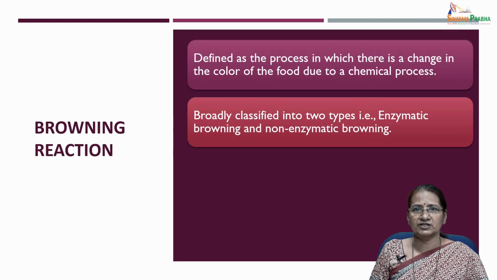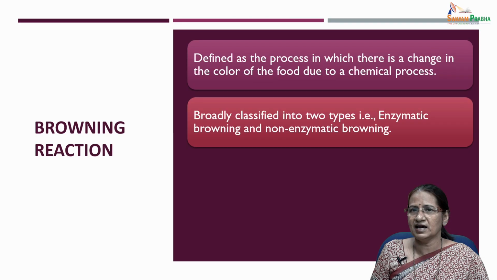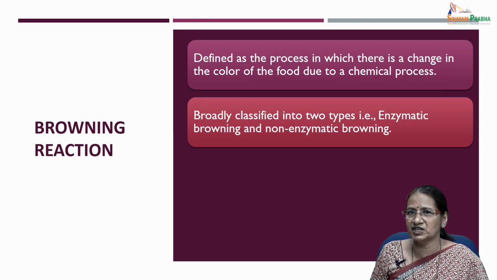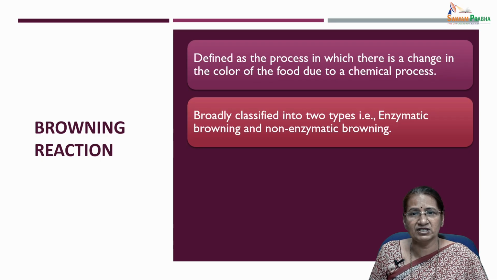So, browning reaction. It is defined as the process in which there is a change in the color of the food due to a chemical process. Broadly classified into two types, enzymatic browning and non-enzymatic browning.